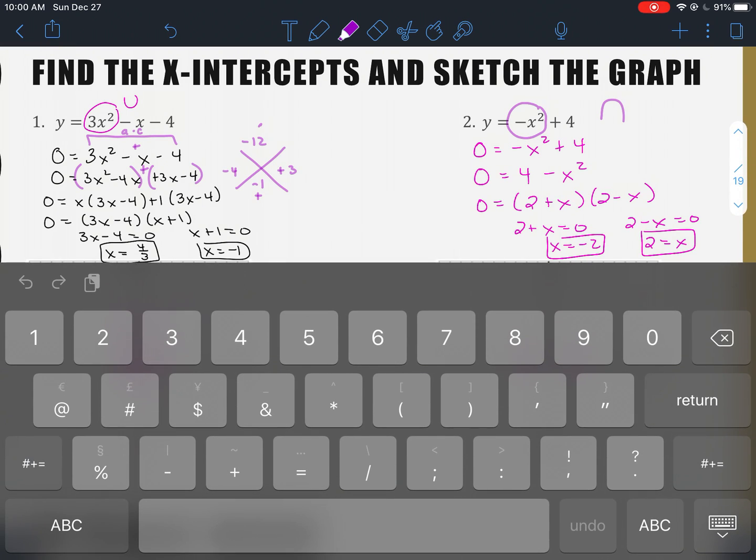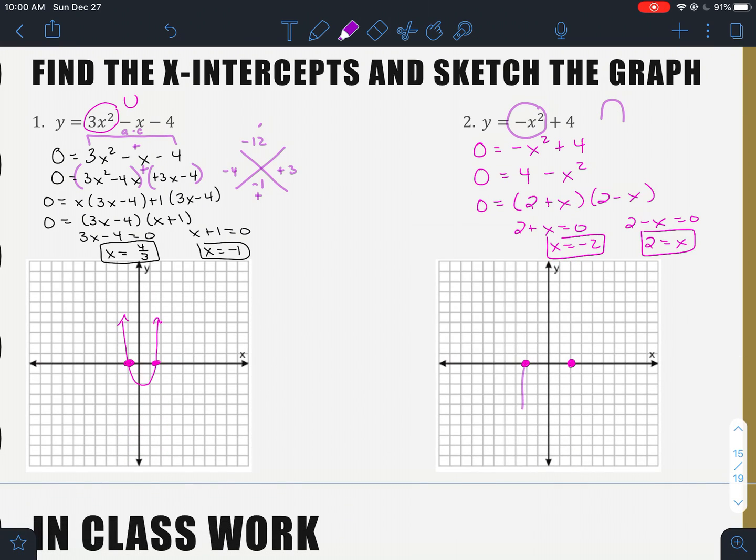Then look back at the original problem. Is it a happy parabola or a sad parabola? It's negative x squared, so it's going to be a sad parabola. So I'm just going to make a sad parabola through those 2 points. And that would be a sketch of the graph of that parabola.